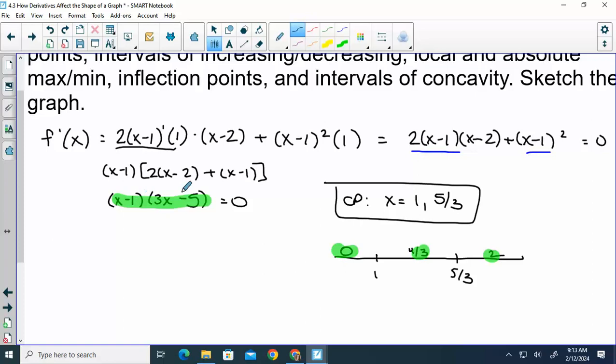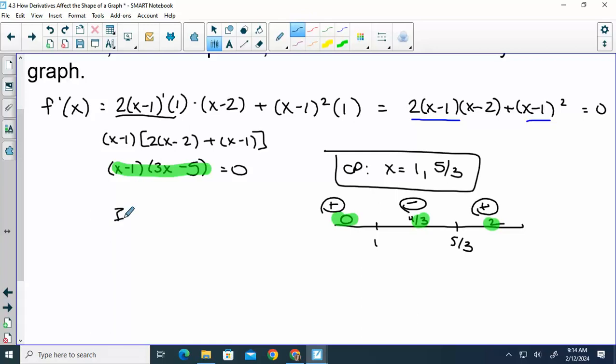So if I put in a 0, I get a negative times a negative, which is positive. If I put in a 4/3, 4/3 minus 1 is positive. And this one you would get 4 minus 5, which is negative, so that's negative. 2 minus 1 is positive, 6 minus 5 is positive, so that section is positive. So this tells me my graph is increasing from negative infinity to 1, and from 5/3 to infinity, and it is decreasing in the middle.